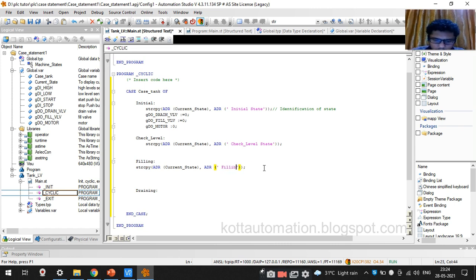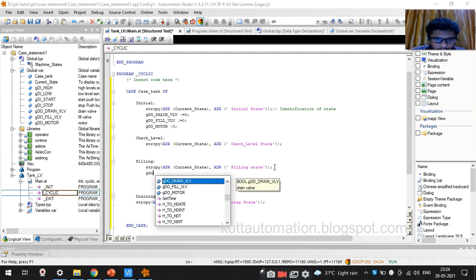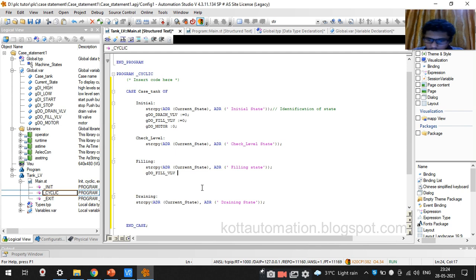Filling state. Draining state. In the filling state, the filling valve would be on. The rest of my outputs will remain off.